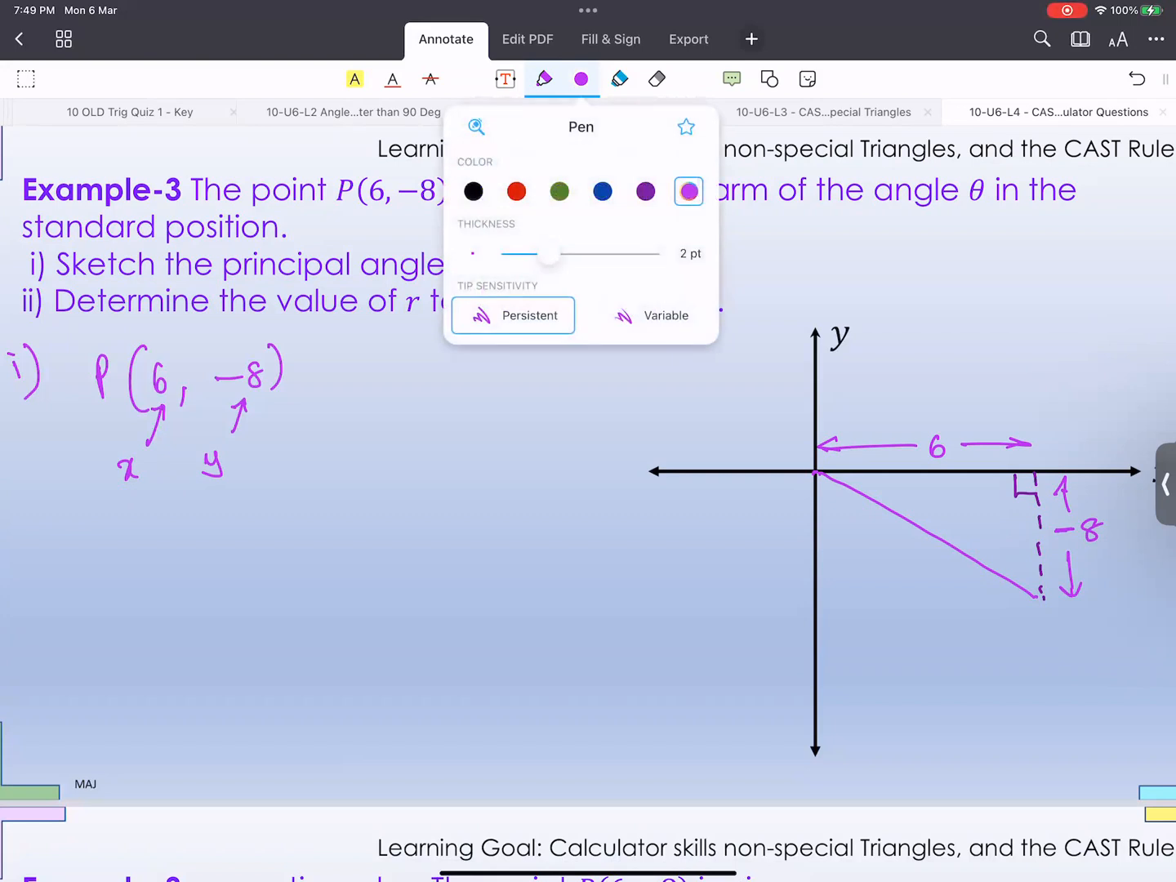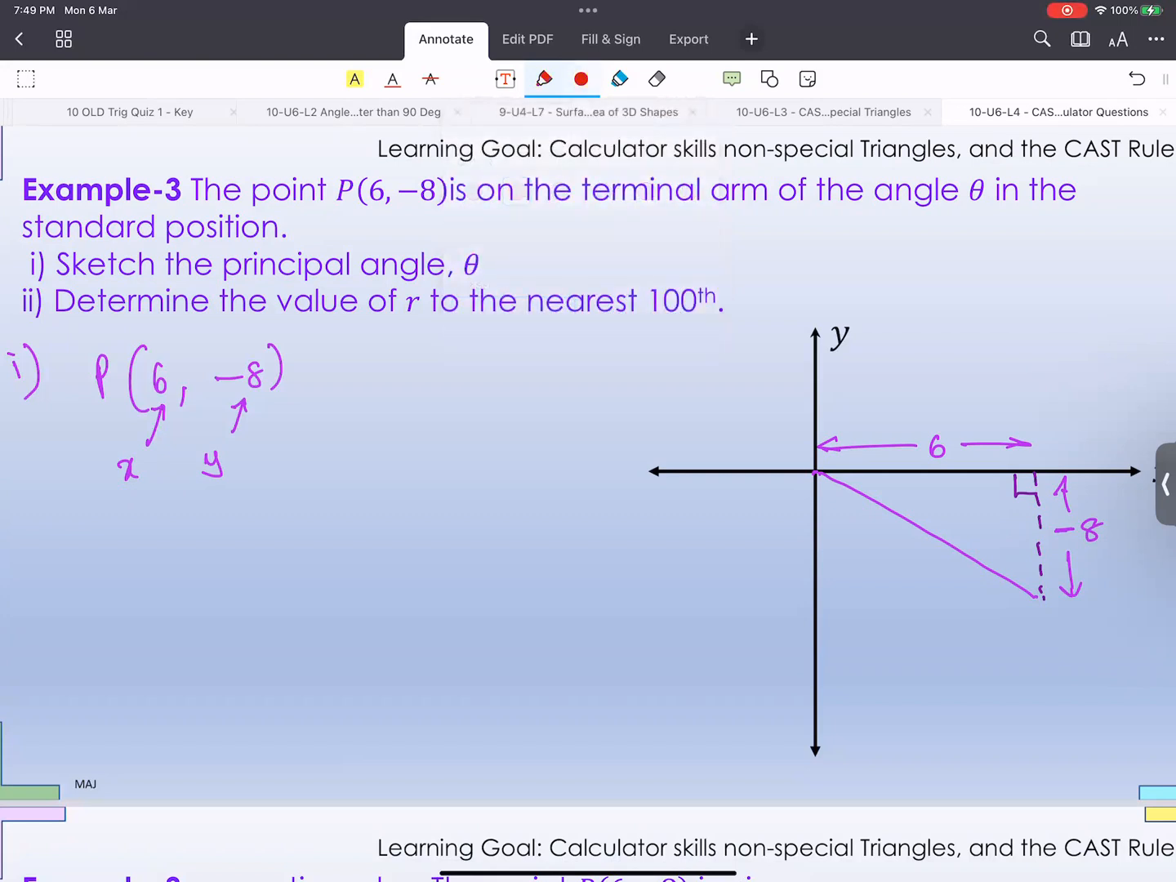The R value, that's your radial arm from here to here. We also need to find the radial arm, but I'm running ahead of myself. All they asked is to sketch the principal angle. So this is the principal angle. All the way from here to here is the principal angle theta.